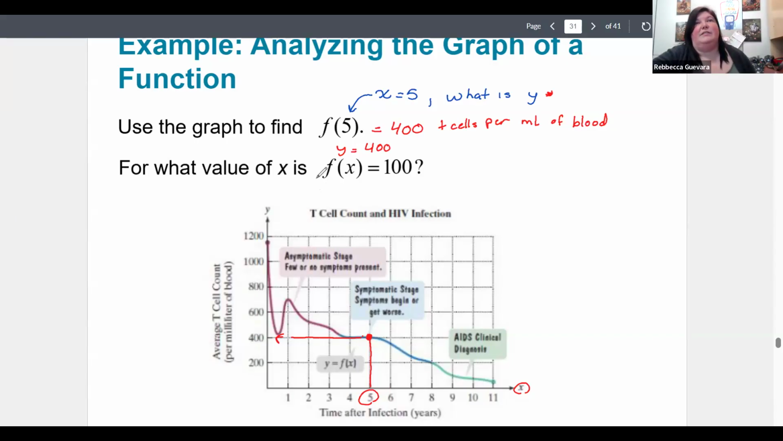Now, what this is telling me is that when I say f of x equals 100, remember f of x is just y, so that's just y equals 100. So we want to know, what is x? Well, y is now 100, so here are my y's, and right here is 100. So if we look at y equals 100, we go to the graph till we hit it, which is about here, and we go down. So what we get is that x would be 9 years.